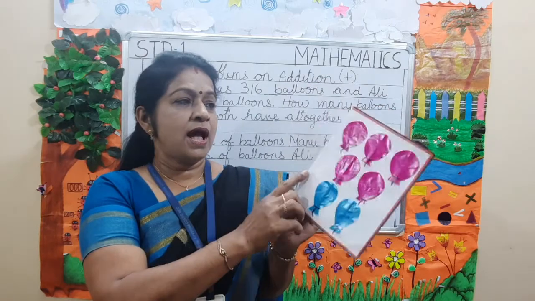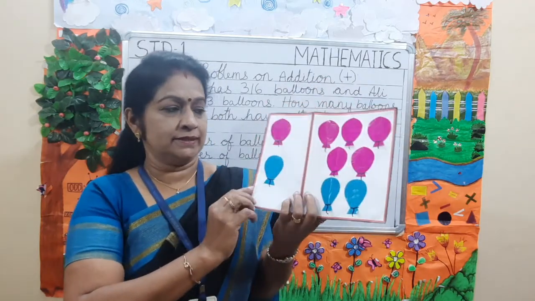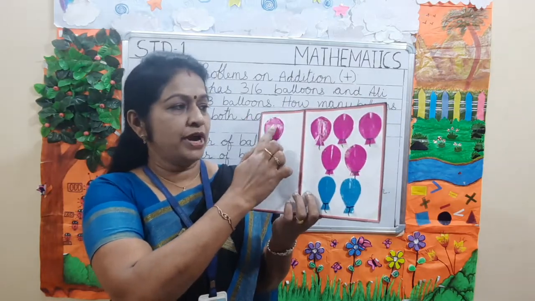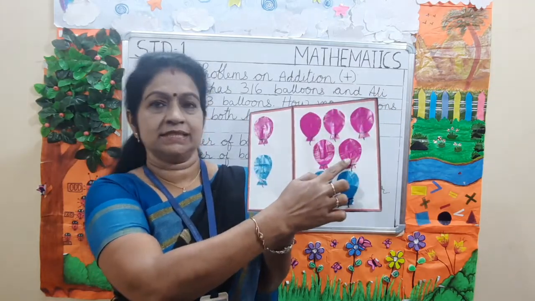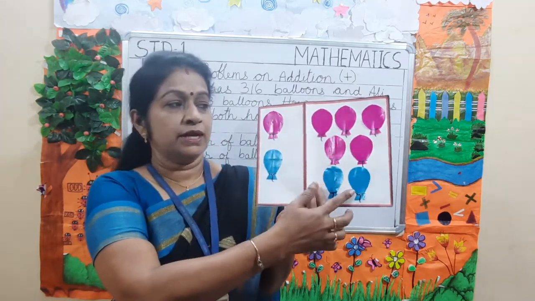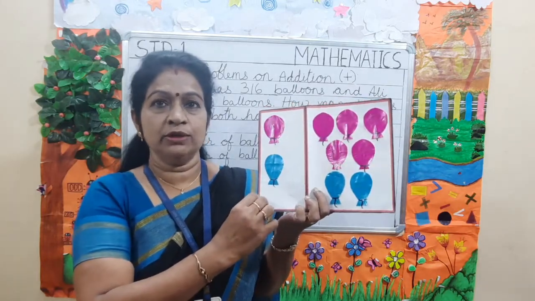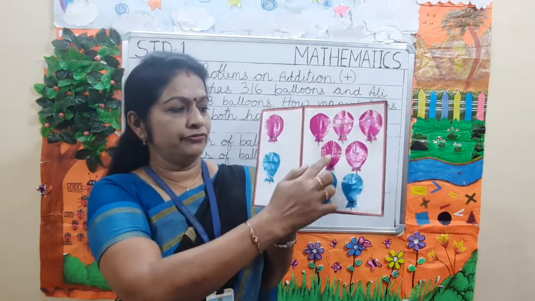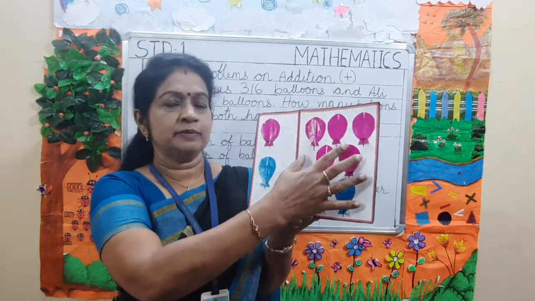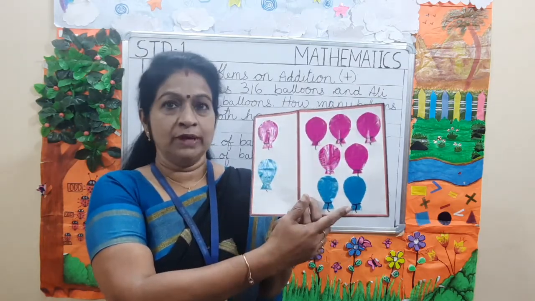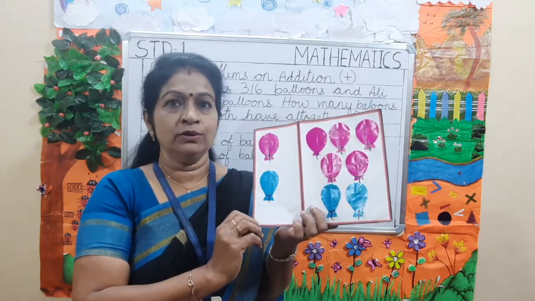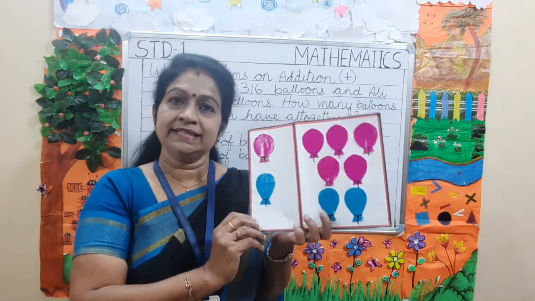Alright. So I am adding some more balloons here. I am adding one more balloon with pink balloons. So 1, 2, 3, 4, 5, 6 pink balloons and 1, 2, 3 blue balloons. Now you have to find the total number of balloons. 1, 2, 3, 4, 5, 6, 7, 8, 9. 6 pink balloons and 3 blue balloons. So 6 plus 3, 9 balloons. The total number of balloons will be 9 balloons. Is that clear?